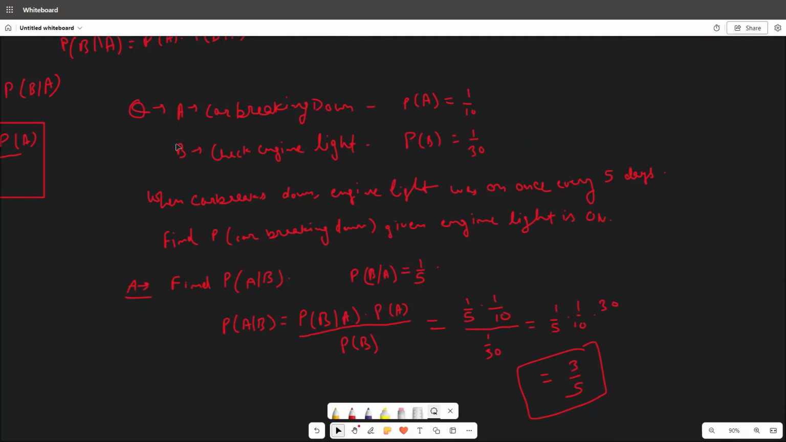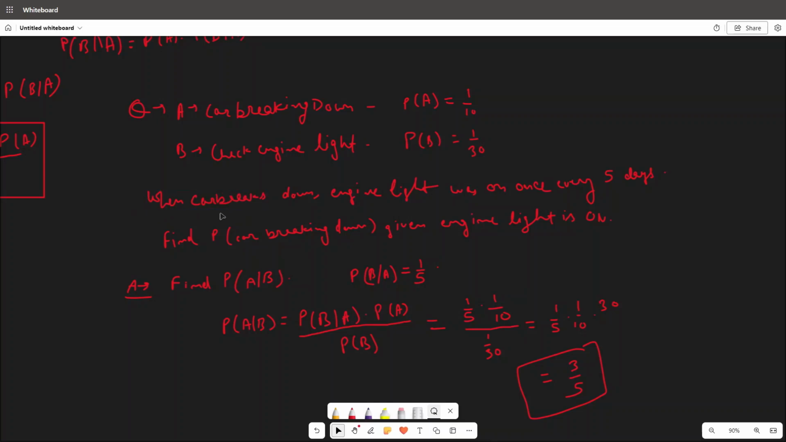So we'll again consider two events A and B, A being that the car breaks down. So suppose that you want to go on an off-road stretch, and on that particular route the probability of the car breaking down is 1/10. That is, in every 10 outings the car breaks down 1 time. The second event is that the check engine light of the car is on, and the probability of that is 1 by 30. It can be said that once in every month the check engine light comes on for the car.